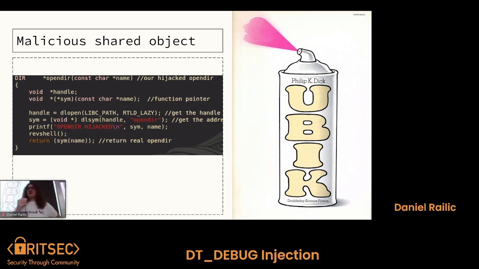But what is the actual code that we're going to include? Like, what's our shared object library actually going to have in it? How are we going to get execution of that? That's what this is. So this is our malicious shared object. This is function hooking. We're pretty much hooking the opendir function, which ls uses. In this example, all I'm really doing is printing we hijacked it, and then I'm going to run a reverse shell, and then return the original opendir.